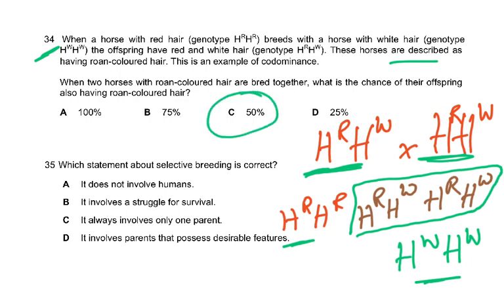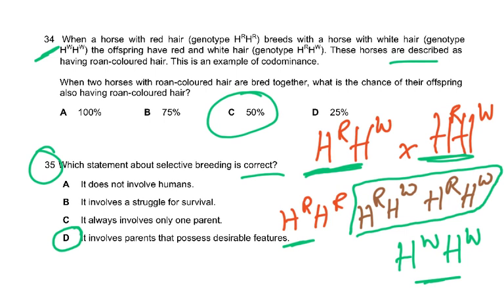Question number 35. Which statement about selective breeding is correct? It does not involve humans. It involves a struggle for survival. It always involves only one parent. It involves parents that possess the desirable features. So that is the main thing about selective breeding.